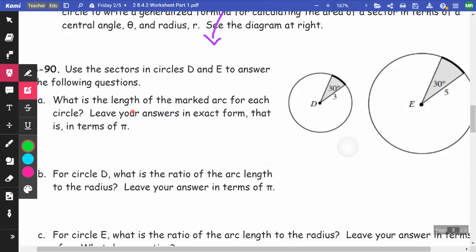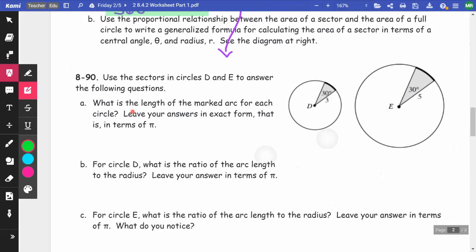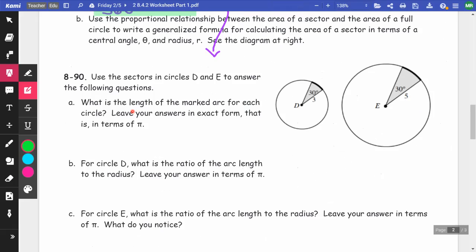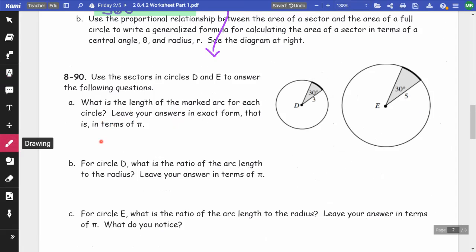Now it says use the sectors in circle D and E to answer the following questions. What is the length of the marked arc for each circle? Leave your answers in exact form, that is in terms of pi, okay? So for D, we are looking for the arc. Okay, hold on. We're looking for the arc. So we're looking at the crust basically here and the crust here, okay?